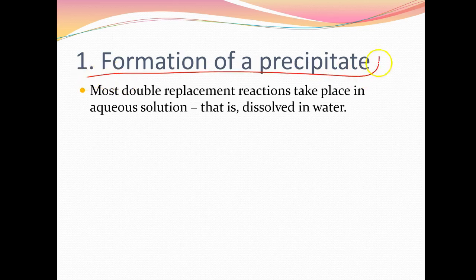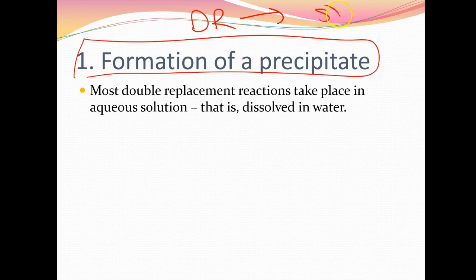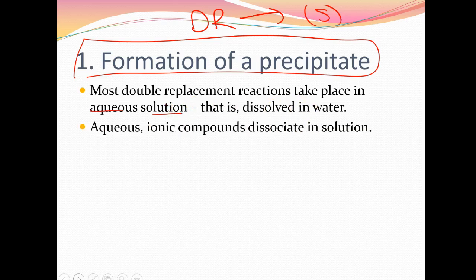So we're going to start with just this one, forming a precipitate. So this is double replacement, forming something that is a solid. So most double replacement reactions take place in aqueous solution. That means it's dissolved in water. And aqueous ionic compounds will dissociate in solution. They'll form a bunch of different ions. And what you'll see is if they form a solid, then that's considered to be a reaction.